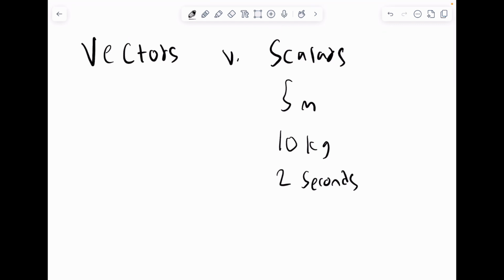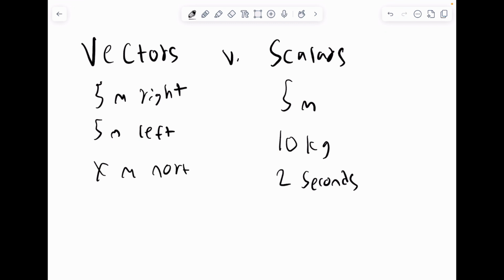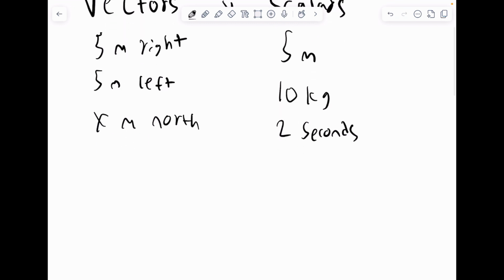And vectors, however, are different. They are directional. So one vector example is 5 meters to the right, or 5 meters to the left. It's things like this. If I say something is X meters north, or if something is moving at 6 miles per second in the positive direction, this would be a vector quantity.